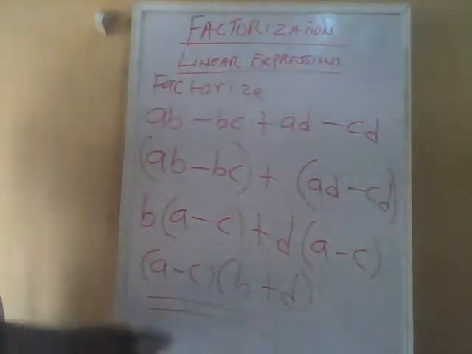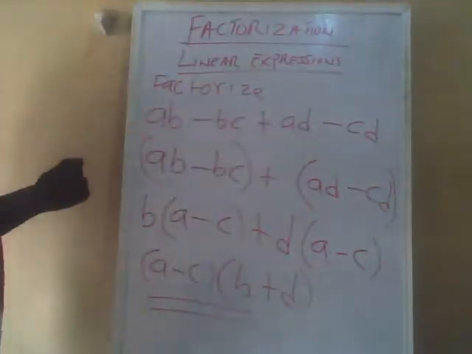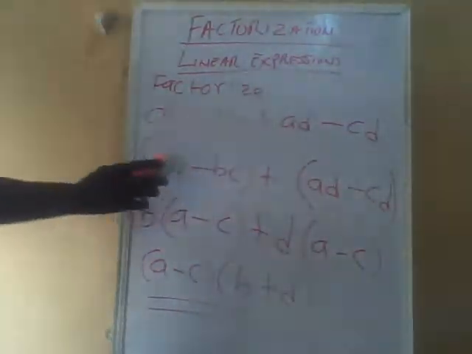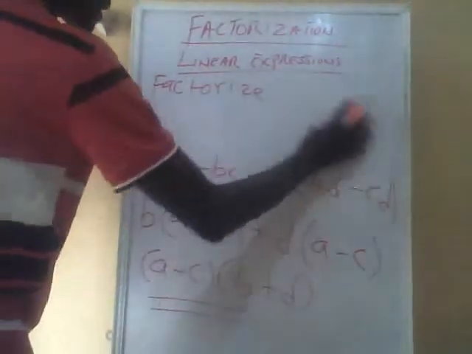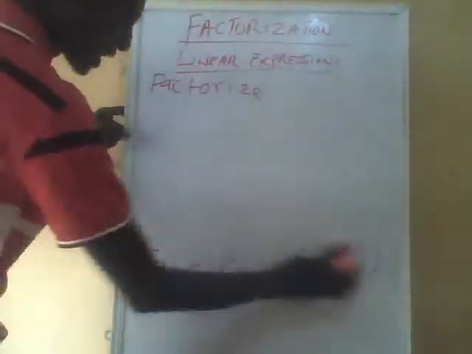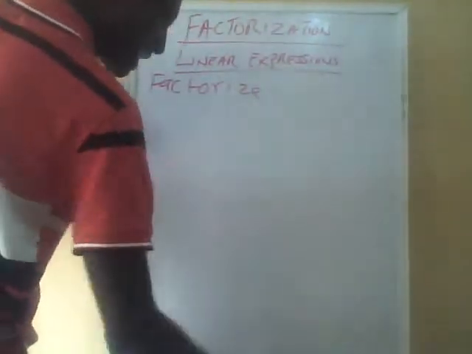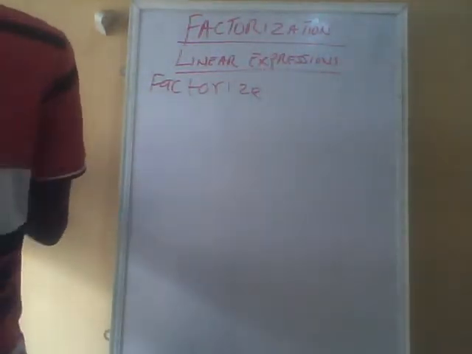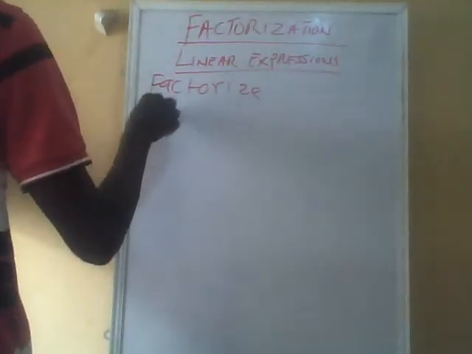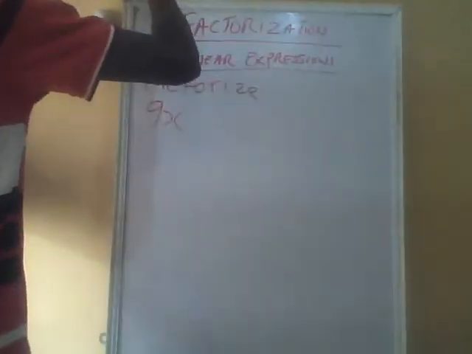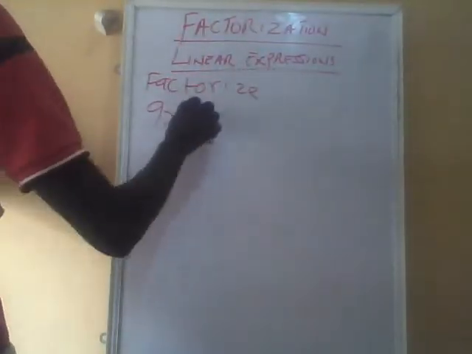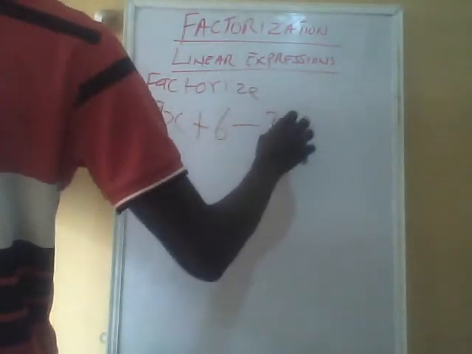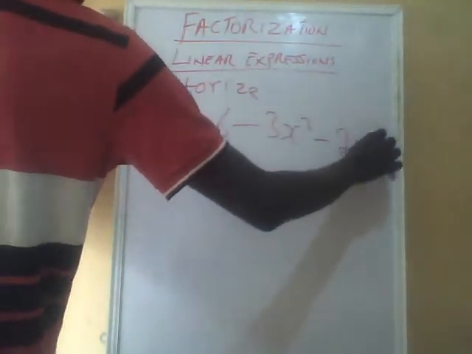Now, what if I have a negative? What if I have a negative? There's a question here which I am going to treat now. What if we have a negative? So that you understand that if you are factorizing, you are also factoring out the sign. So I have 9x plus 6 minus 3x squared minus 2x.